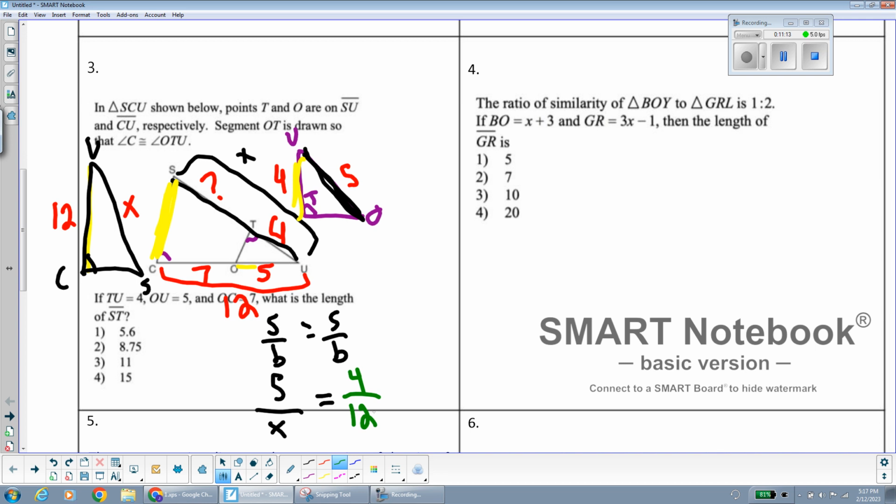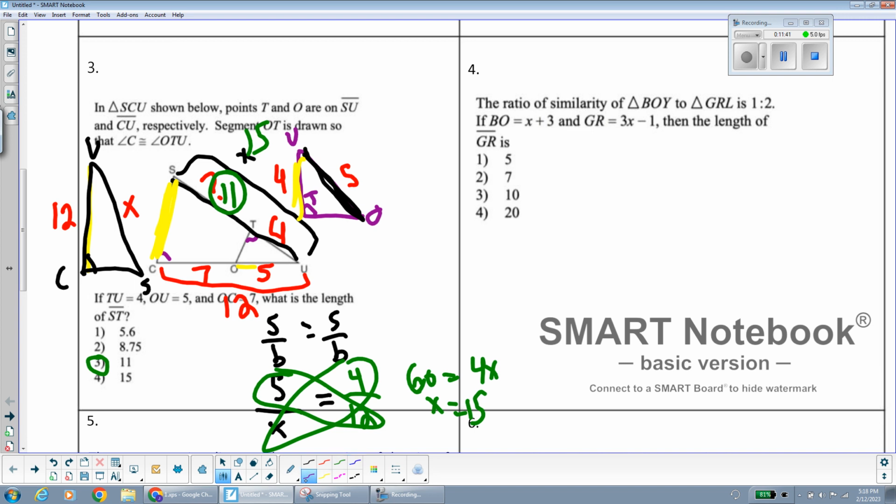And once we have the proportion, we can cross multiply and solve. So we have 60 is equal to 4x. So x is equal to 15. And remember, x represents the whole side of the big triangle. We need to take away 4 because we're just looking for ST. So that would give us 11. So 11 would be the correct answer here that we're looking for.